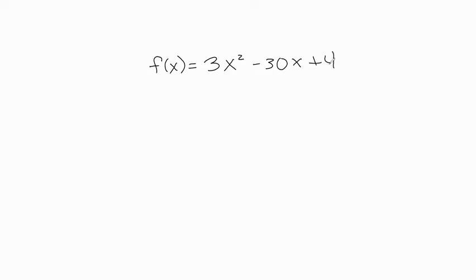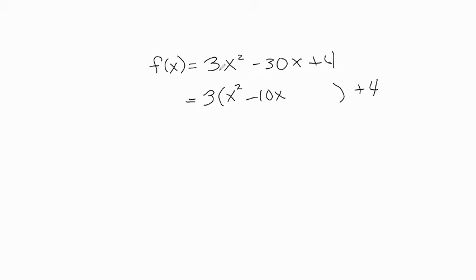So we're starting with this 3x squared minus 30x plus 4. The first thing I'm going to do is kick out the a and the c. In order to kick out the a value, I'm going to divide it out or take it out as a GCF. So I have 3 times x squared, and then 3 times what equals negative 30x is negative 10x. Leave some space because we're not sure what's going to happen in there. And then we have plus 4.